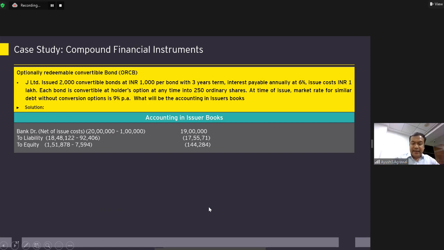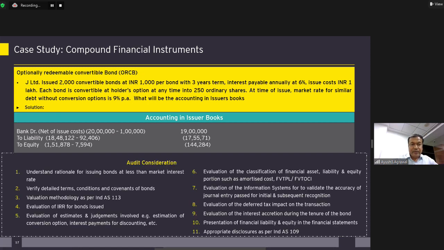Similarly, just taking another example, let's say a company J Limited issues 2,000 convertible bonds at 1,000 INR per bond for a 3-year term. Interest is payable annually at 6%. Issue cost is 1 lakh rupees. Each bond is convertible at the holder's option at any time into 250 ordinary shares. At the time of issue, the market rate for similar debt without a conversion option is 9% per annum. Now, this is the transaction.